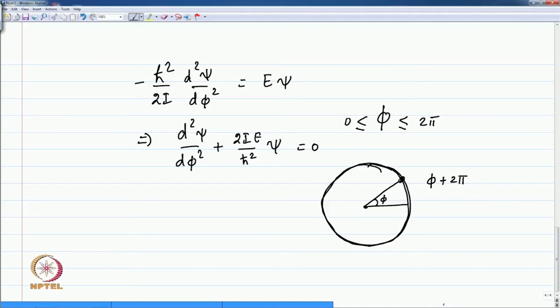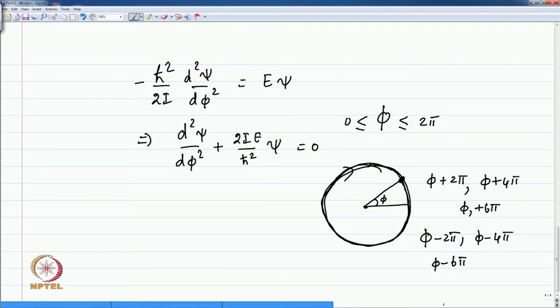The wave function is unique to that value of phi, or phi plus 2 pi, or phi plus 4 pi, or phi plus 6 pi. And what about going around this way? If you go around the opposite direction, that is phi minus 2 pi, phi minus 4 pi, phi minus 6 pi, it does not matter. All these things refer to this point.